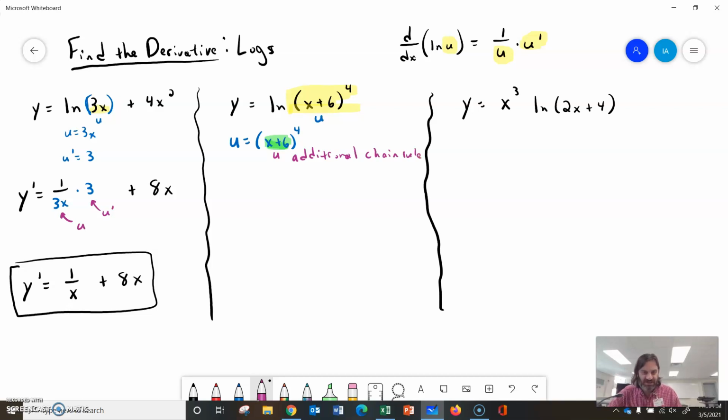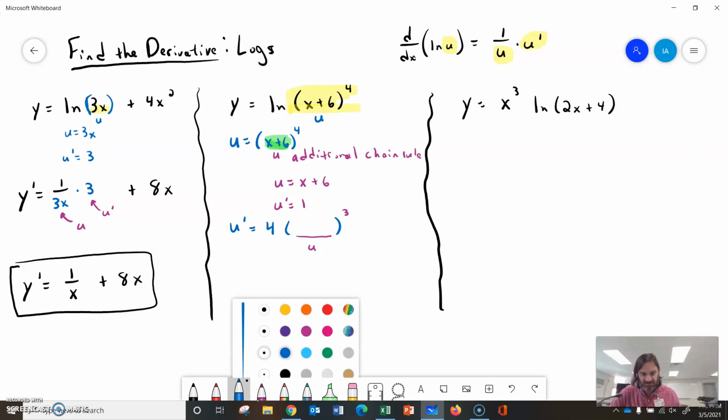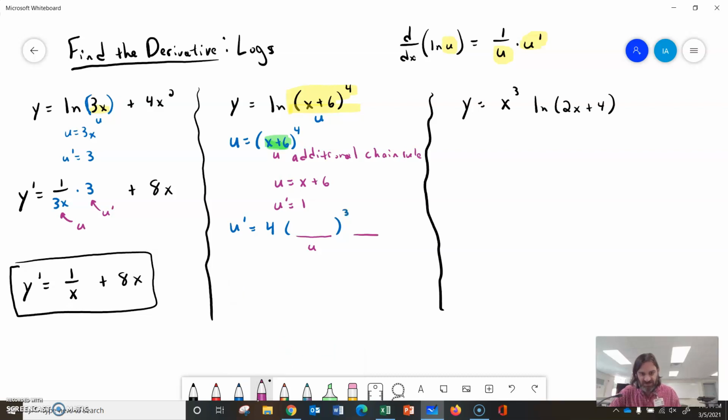Okay, so in that case, this u, and I could call them something different, but the colors are keeping me straight, this u is x plus 6, and the u prime is just 1. That's not too hard to do, but let's finish up the blue part here. So u was x plus 6 to the 4th. So u prime is 4 times, going to have a u in there, raised to the 3rd, and then there will be a u prime on the outside.